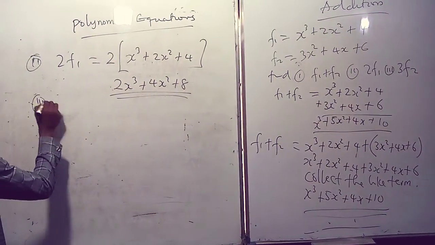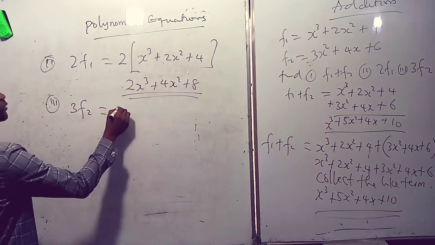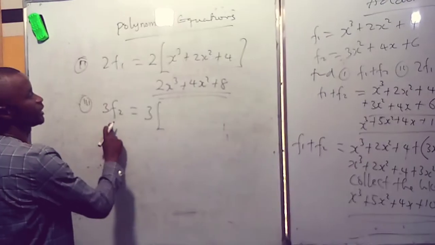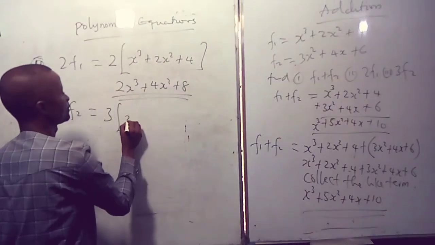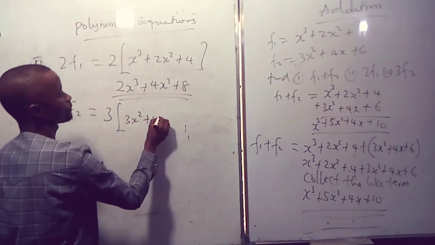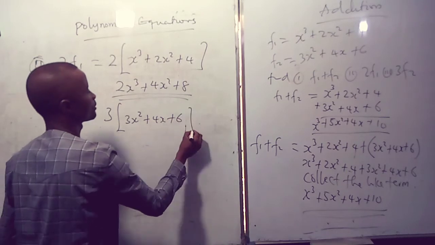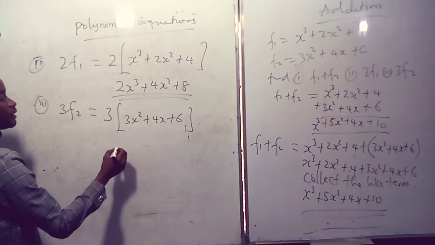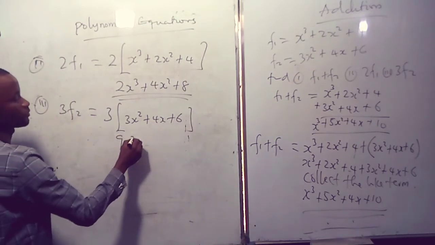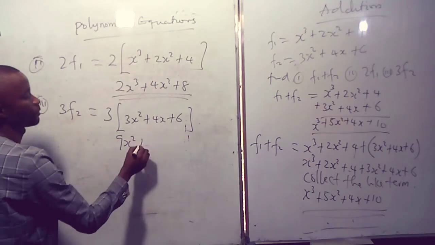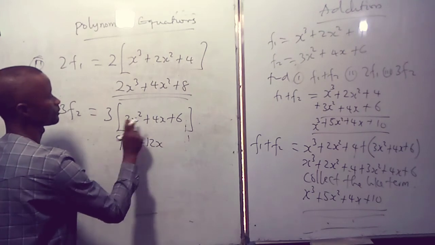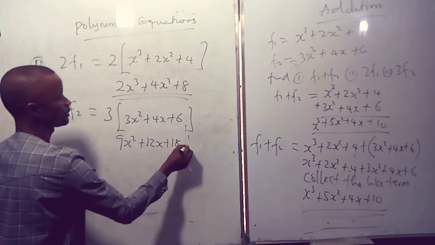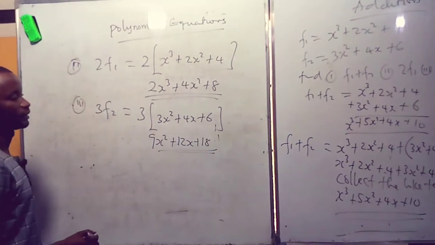The third one is 3f2 equal to 3 into, what's f2? f2 is 3x squared plus 4x plus 6. 3 times 3, that will be 9x squared. 3 times 4 plus 12x plus 18. That's the answer.